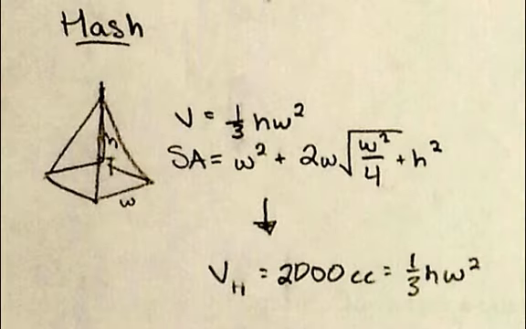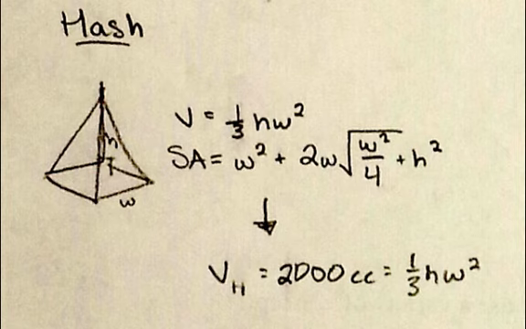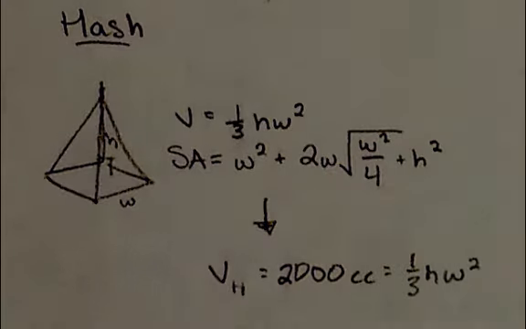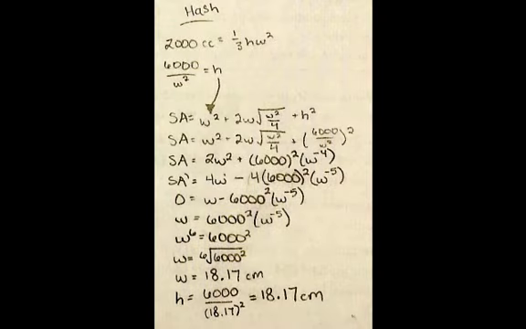Finally, my wise leader, we will do the same process for the hash, which is kept in a right square pyramidal structure. And I do not want to bore you with the details, but once again, you find the formula, which in this case is 2000 cubic centimeters equals 1/3 height times width squared. And you continue to go through the same process as you did for the first two containers, finding the formula, taking the derivative, and finding the critical points.